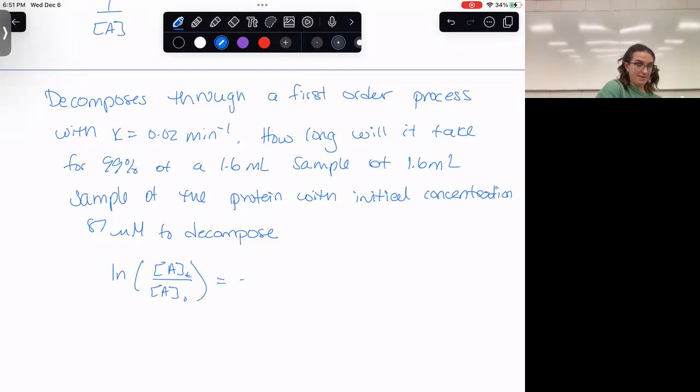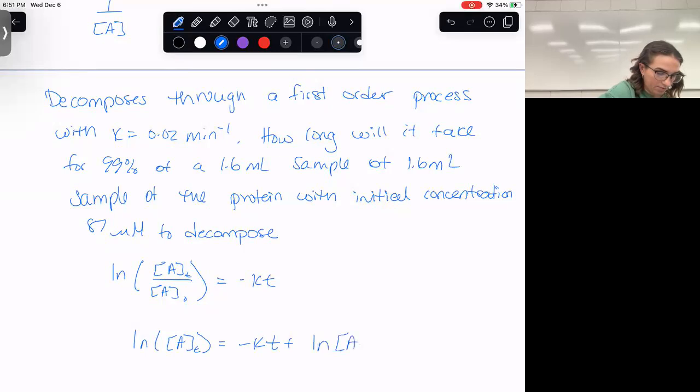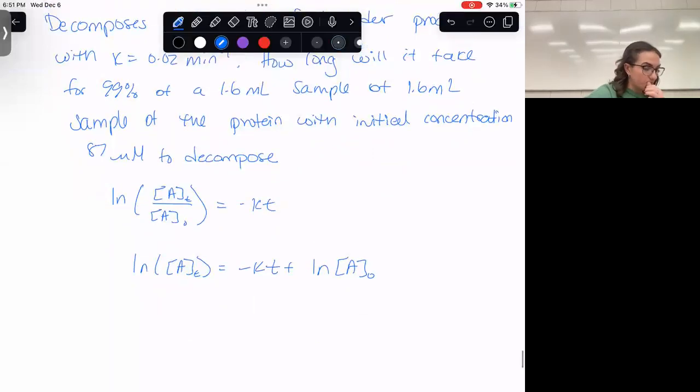Yep, so you can write it like this, or you can write it as ln of A_t is equal to negative kt plus the ln of A_0. Either one of those is mathematically equivalent. So what we're saying here is we want 99% of your sample to decompose. You're in concentration, so you don't need to deal with this 1.6 milliliter sample.